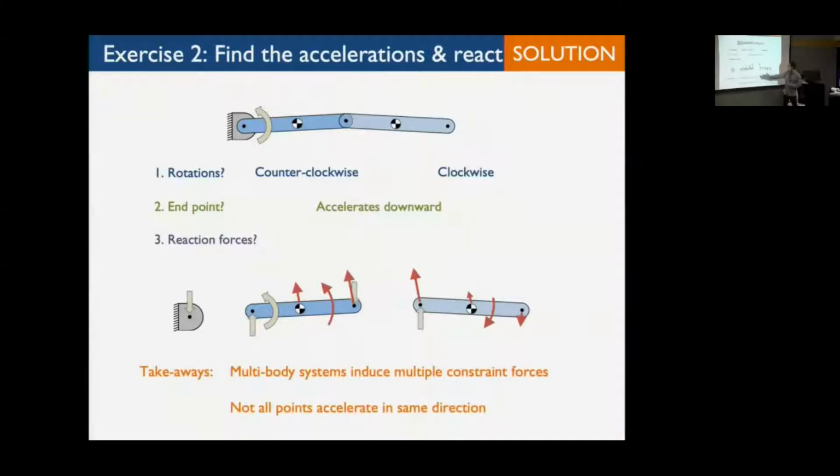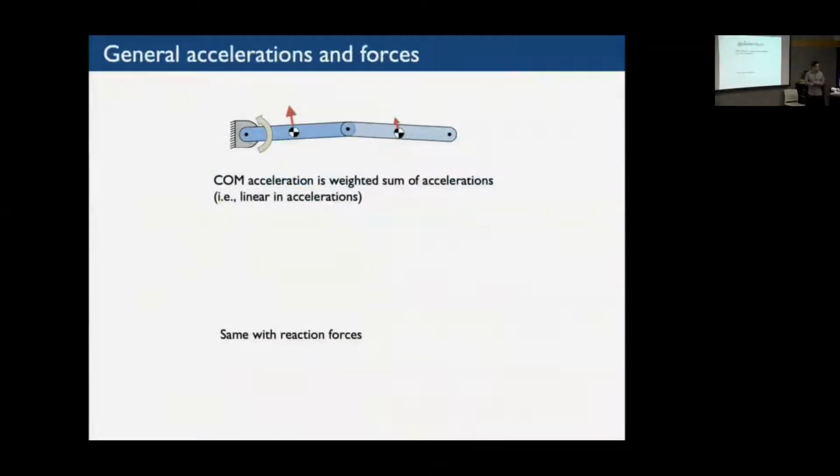Okay, anyways, the takeaway. Multi-body systems induce multiple constraint forces. Not all points accelerate in the same direction. The constraint forces and the accelerations are all, maybe it's too much to say that they're intuitive, but they're sensible. With a few minutes and just thinking in terms of simple systems, you can usually figure out at least the direction that things happen. And then we're not concerned with the details of the actual numbers, but you could do that with knowledge of the masses and things like that. Okay, so this is what we discovered, something like this.